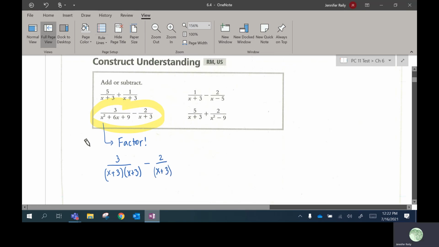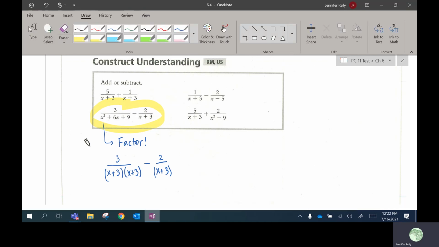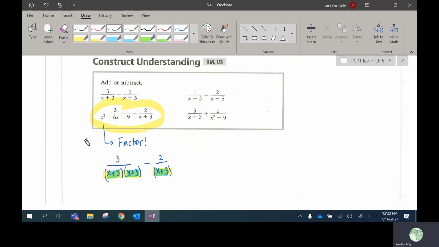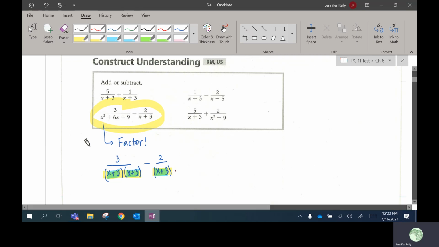And you can put it in brackets if you want. It doesn't have to be, but then you can recognize that the first fraction has x plus 3 times x plus 3. It has two terms that are multiplied together. They're both x plus 3. And the second one just has one, x plus 3. So we want to make those identical. We want to make them the same. So let's multiply the second fraction, top and bottom, by x plus 3. That way, the denominators in both fractions will be identical.